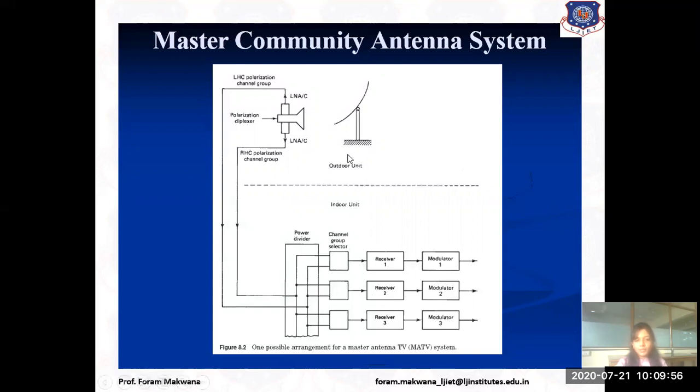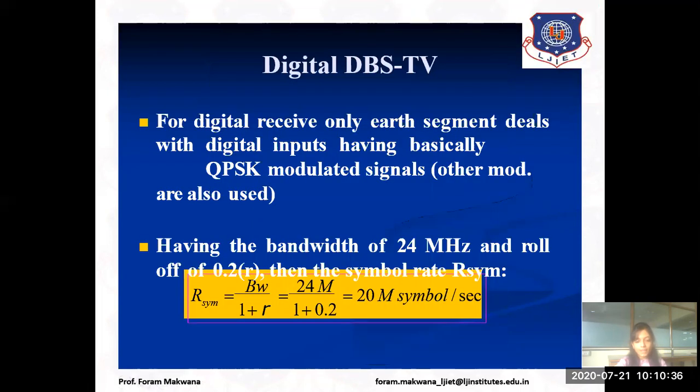First of all, the outdoor unit consists of parabolic reflector, or you can say parabolic dish antenna, and low noise amplifier, or you can say low noise block converter, and the indoor unit consists of power divider, channel group selector, multiple receivers, and multiple modulators. So this is the possible arrangement of master antenna TV system. We will see one by one the outdoor unit and the indoor unit.